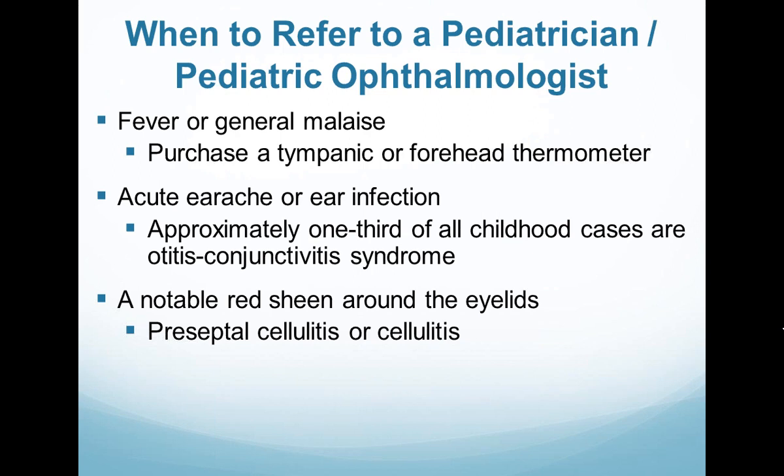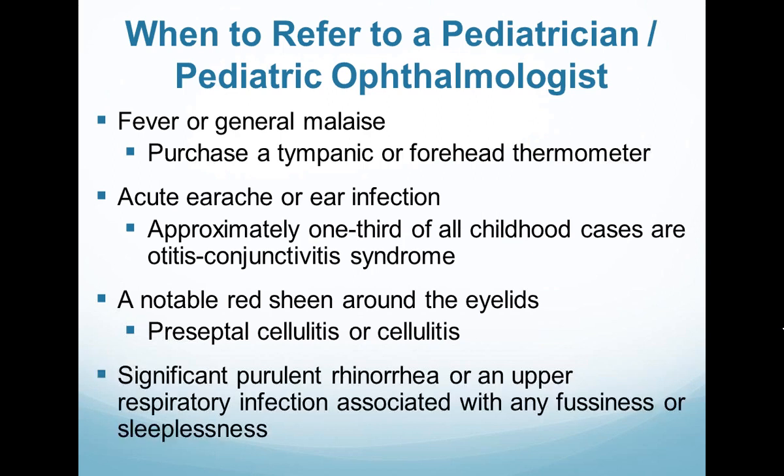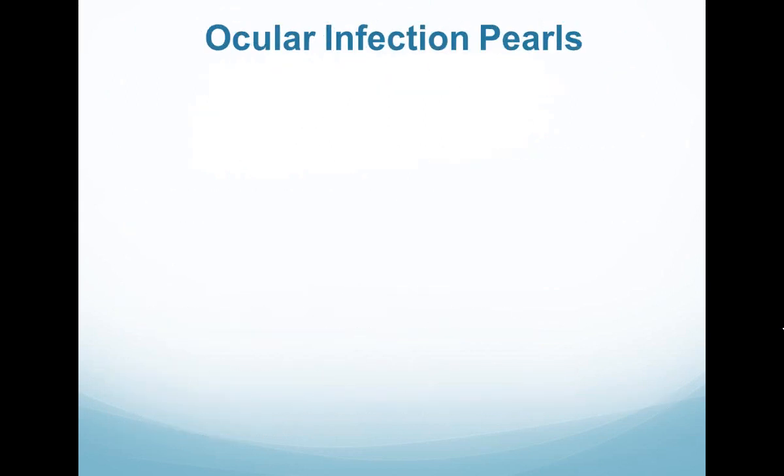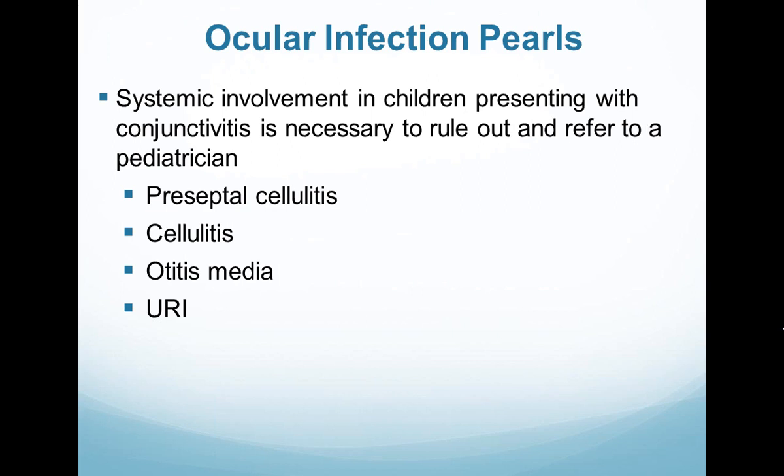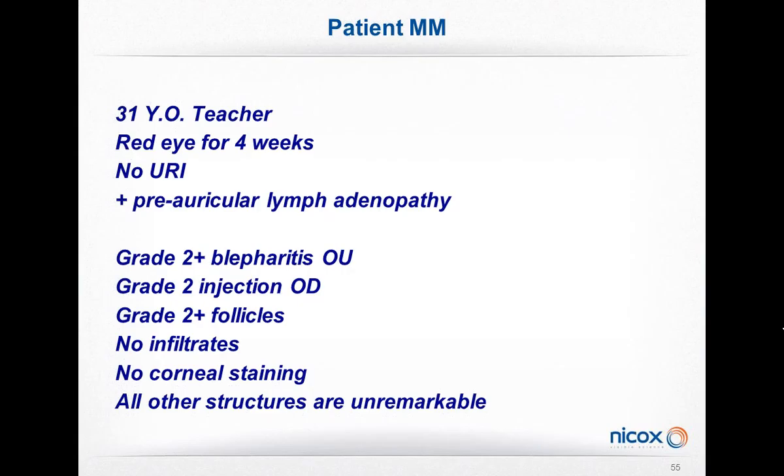If I see this reddish sheen or preseptal cellulitis in a child where I'd have to calculate the weight-based dose of the oral antibiotic, I might just refer. And then finally, if I have a really sick child, obviously I would refer that in. We have to look at the systemic in these. A few ocular infection pearls: watch for preseptal cellulitis. Ask about ear infections. Upper respiratory infections could also indicate PCF, viral conjunctivitis. Let me leave you with a couple cases so we still have time for question and answer.